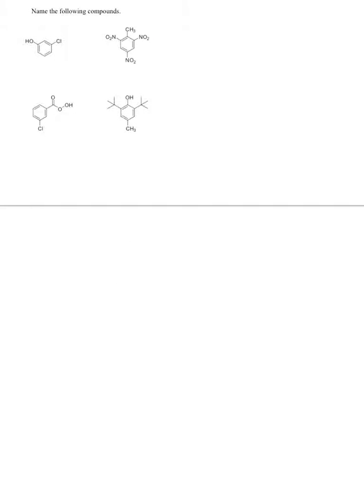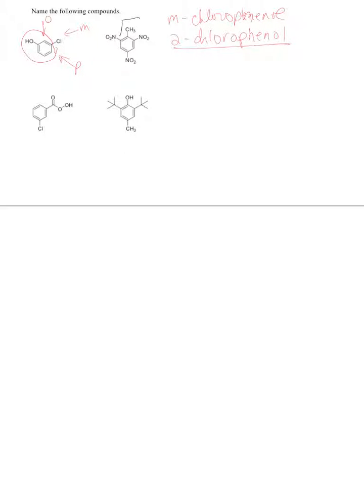Okay, now we're supposed to name them. So here, you can see that this is phenol. And this is ortho. This is the meta position. And this is the para position. So I would name this meta-chlorophenol. Another way you could name it is 2-chlorophenol.